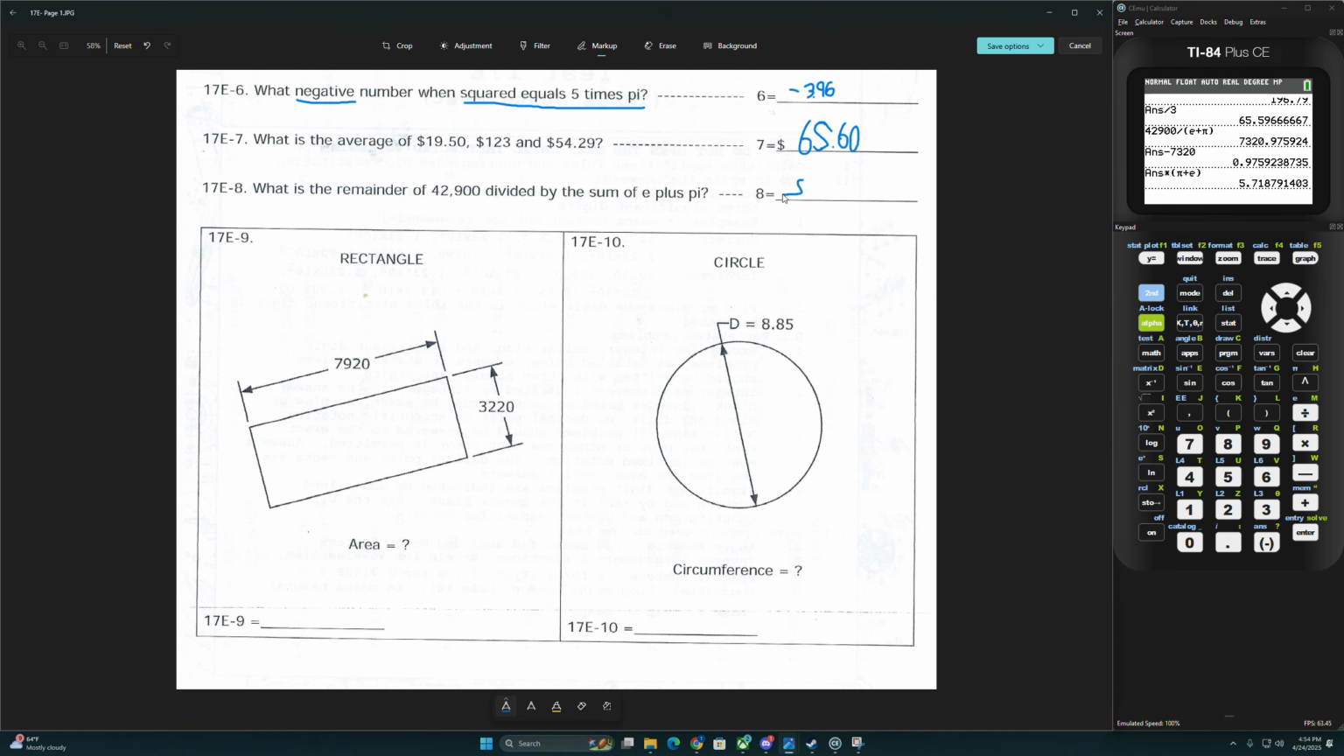So 5 point, try to redraw that. 5, my drawing is not that good. All right, 5.72 once you round to 3 sig figs.